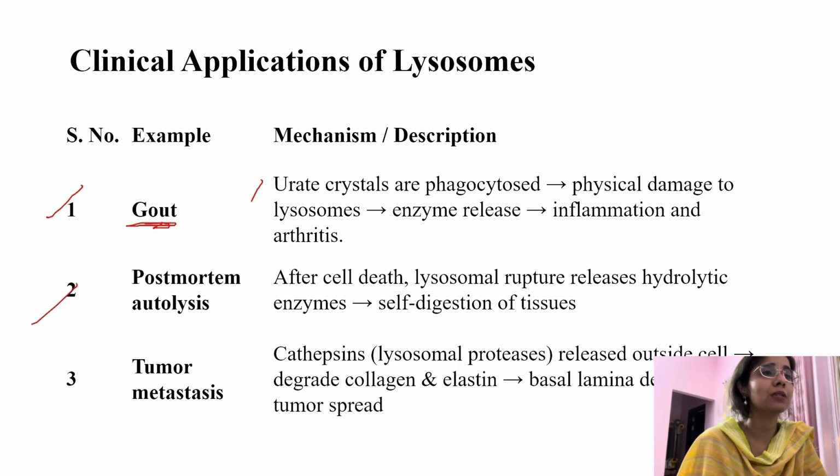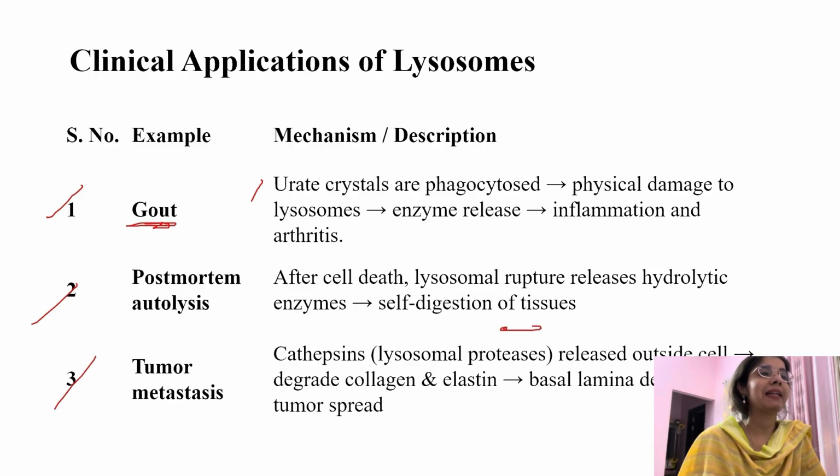Second is post-mortem autolysis. After the cell death, lysosome ruptures, releases hydrolytic enzymes, which results in self-digestion of tissues. This is what happens after the body dies. The body decomposes, and this is how it decomposes. The lysosomes rupture, the enzymes begin to digest the tissues, right? So there's self-digestion of tissues, post-mortem autolysis.